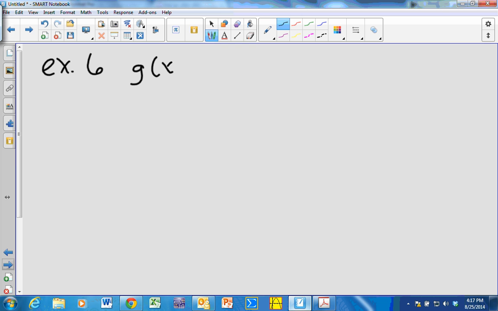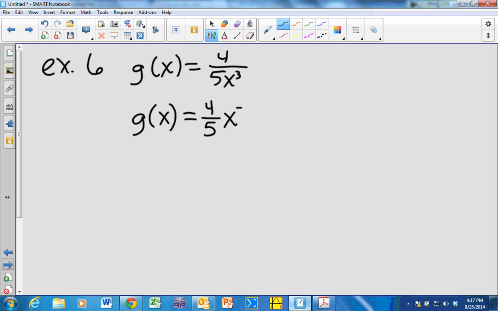We have g of x equals 4 over 5x to the third, and we want to find g prime. Well, first I need to rewrite g of x because, again, I need a power. And be really careful here. Remember that that cubed is only with x, not with the 5. So you have 4/5 x to the negative 3 to get that power out of the bottom.